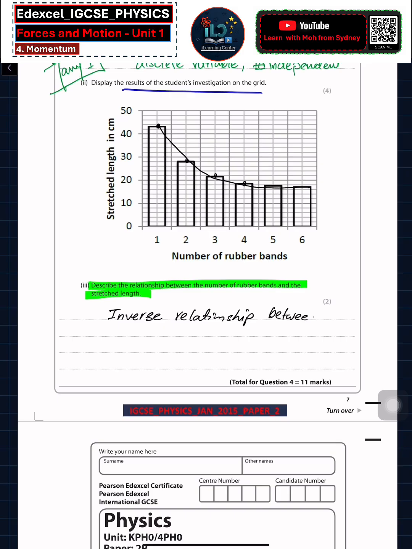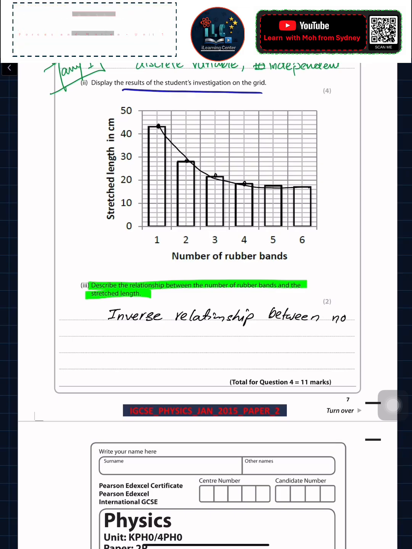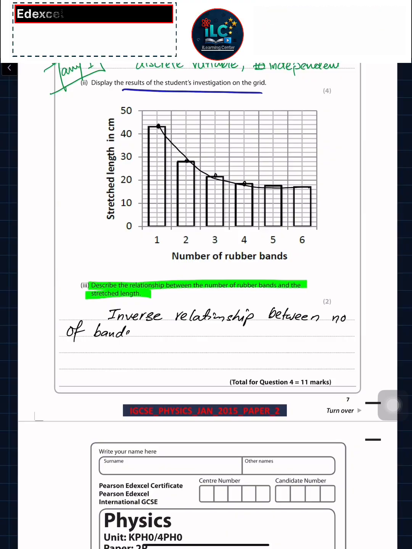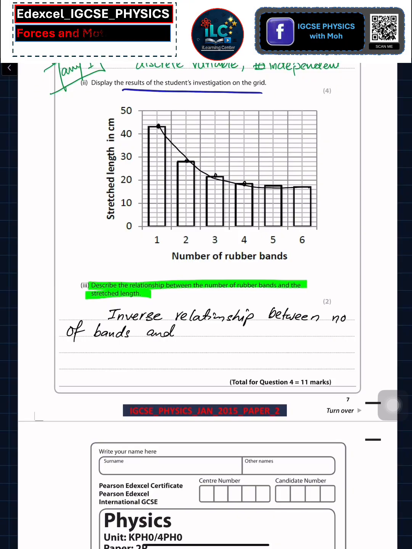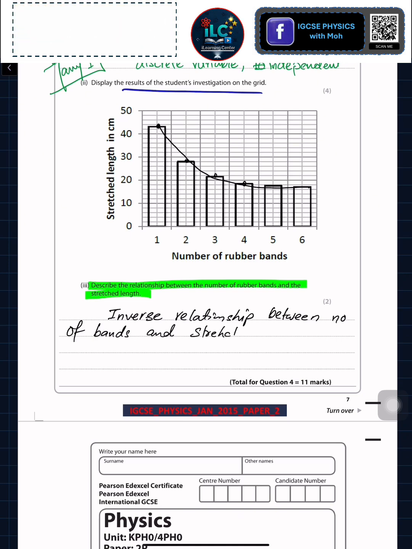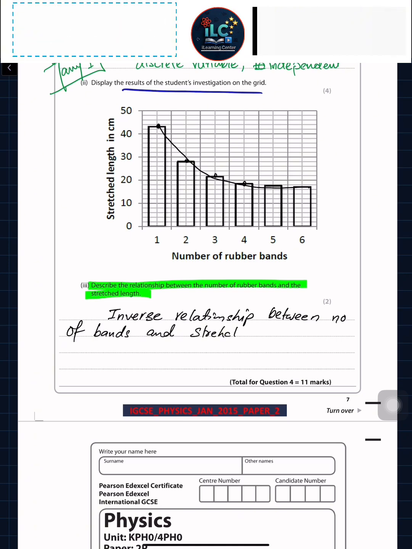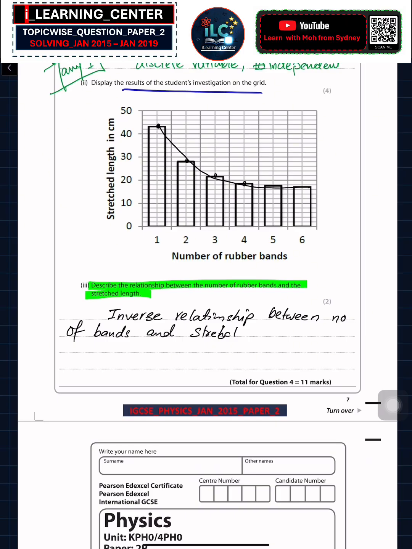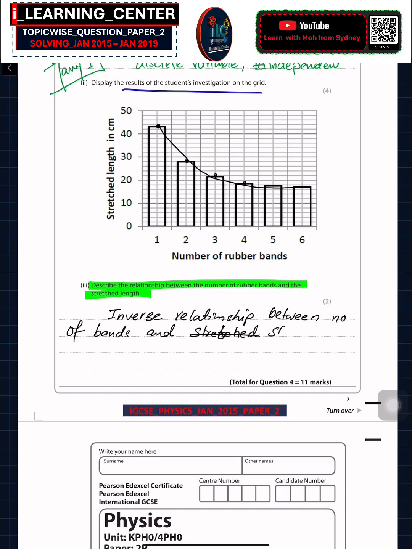between number of bands and stretch length, S-T-R-E-T-C-H, stretched. Just gonna write it again.